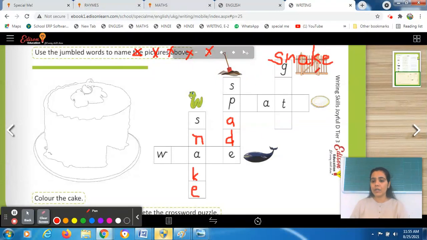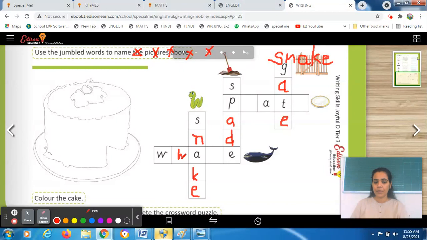Okay, now come to the next picture. See this picture carefully. What is this? This is gate. Gate. So G is already written. What is the next sound? It's A. So you have to write A next to your letter G. G, A, T. Gate. And don't forget, you all have to write E in the last. So it's gate, right? Now we will do it in this direction. So see the very first picture. What is this? We did it earlier. This is whale.